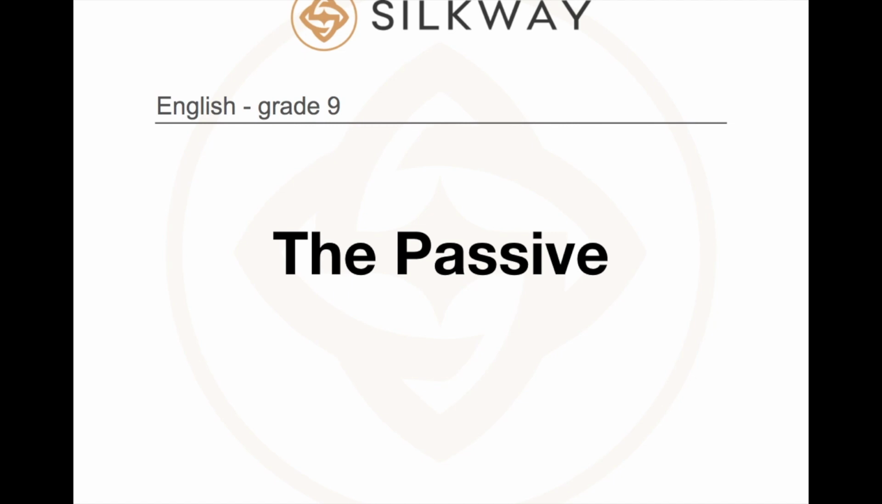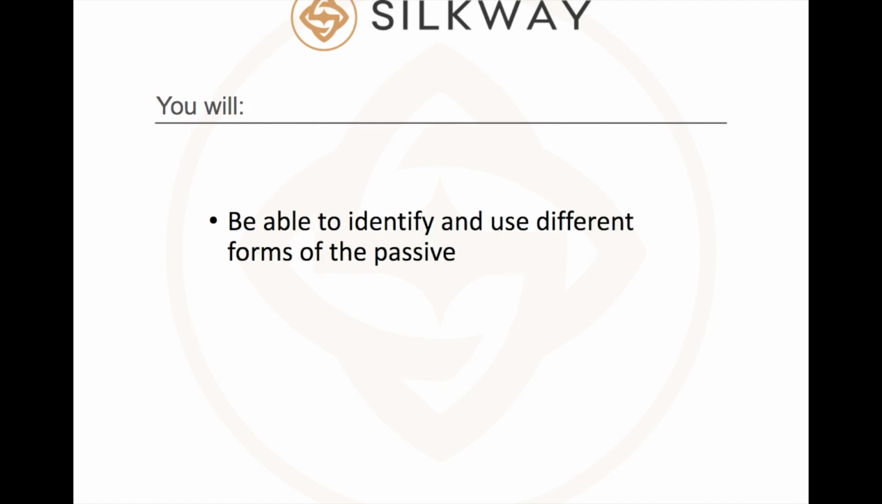Today it's lesson number 2 and we will be doing grammar in this lesson, and the topic for today is from Unit 7B, the passive. Now in this lesson you will be able to identify and use different forms of the passive for different tenses.